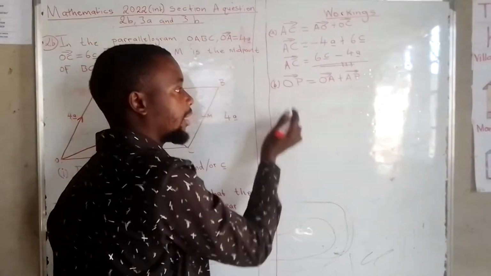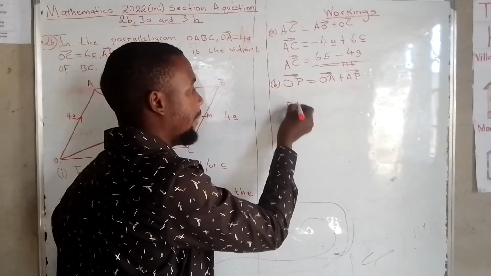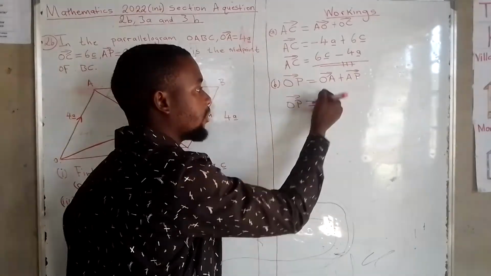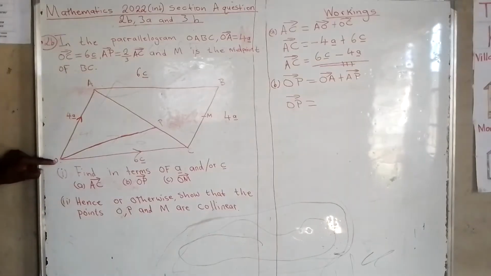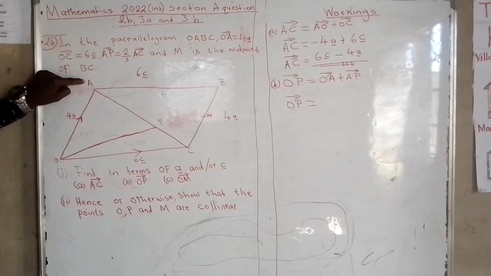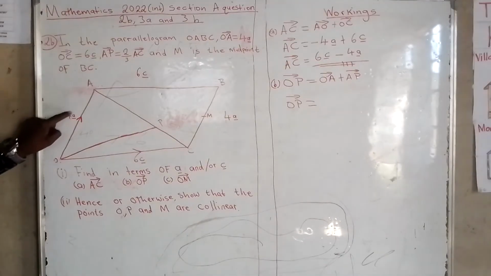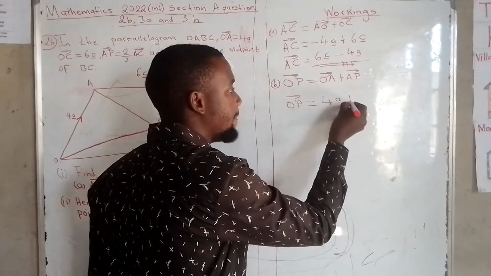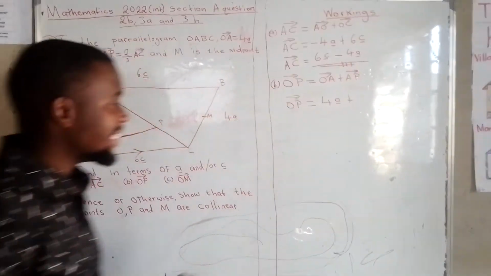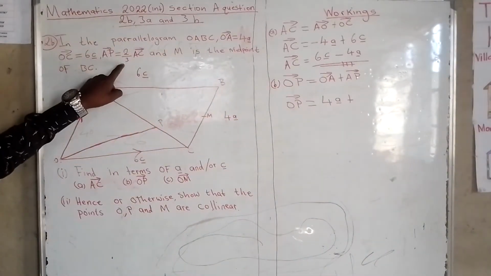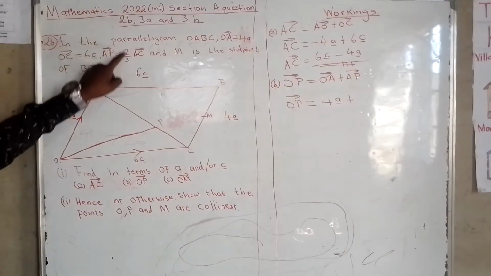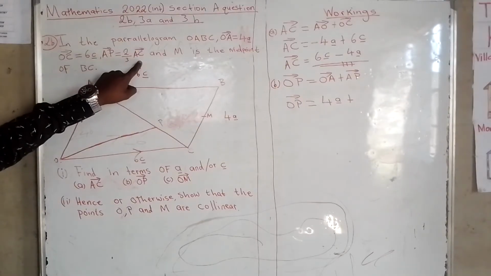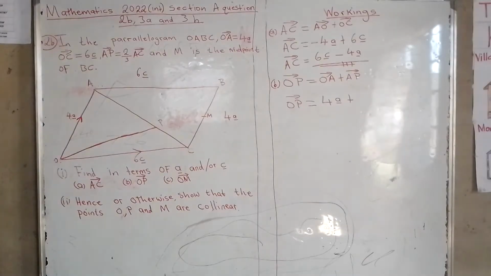So finally we can say OP is equal to, what is OA? We are not opposing this direction. So OA is equal to 4 vector A. So we say 4 vector A plus AP. AP has been given in the question here. They're saying AP is equal to 2 over 3 of AC. Of in mathematics means multiplication.